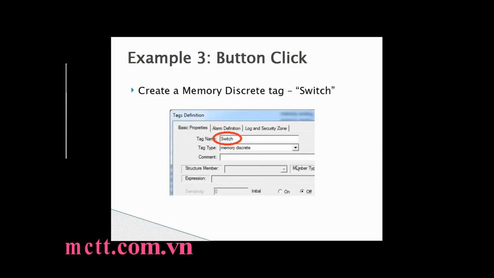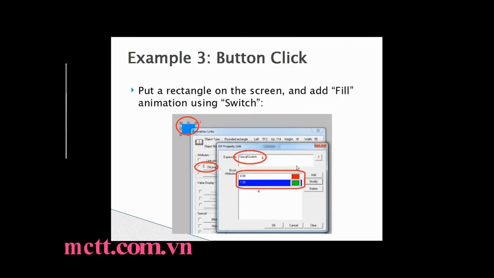Let's see, the next example is a button click. Basically this is determined to be like a switch, very much like a switch. This example will create a memory discrete tag, which is a switch. And this is basically an example of how it's done. Basically put a rectangle on the screen, add the fill animation using switch, and in the properties you do like so.